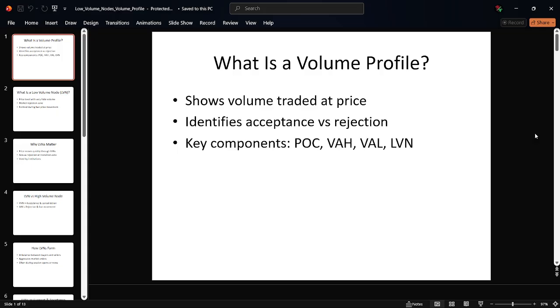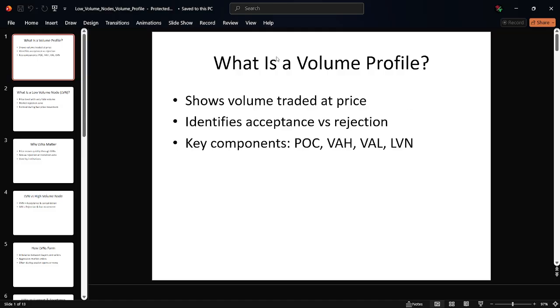So this video is going to be about low volume nodes and how we can trade them with acceptance and rejection, and how we can also use them as a form of entry or continuation. And I'm going to give you multiple trade examples. So we have a little bit of a slideshow here, and we're going to briefly run through this.